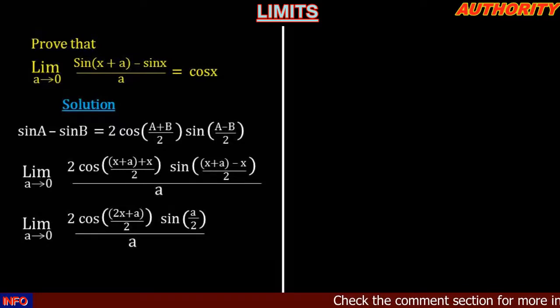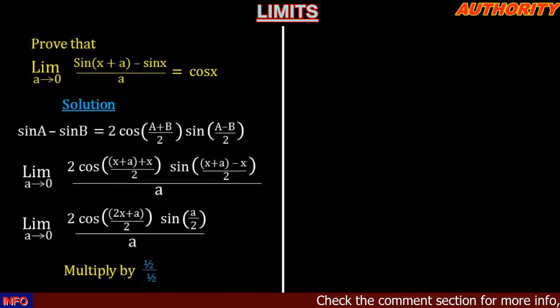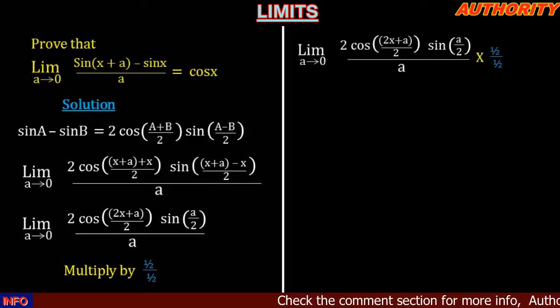Good. In this place here, we have this limit. We are going to multiply this limit by 1/2 divided by 1/2. And then you remember that 1/2 divided by 1/2 is what? 1. And then 1 multiplied by anything remains the same, right? Because 1 is a multiplicative identity. Right? Good. Now let's go. That means we have the limit as a approaches 0, 2 cos((2x + a)/2) sin(a/2), all over a, multiplied by (1/2) divided by (1/2).